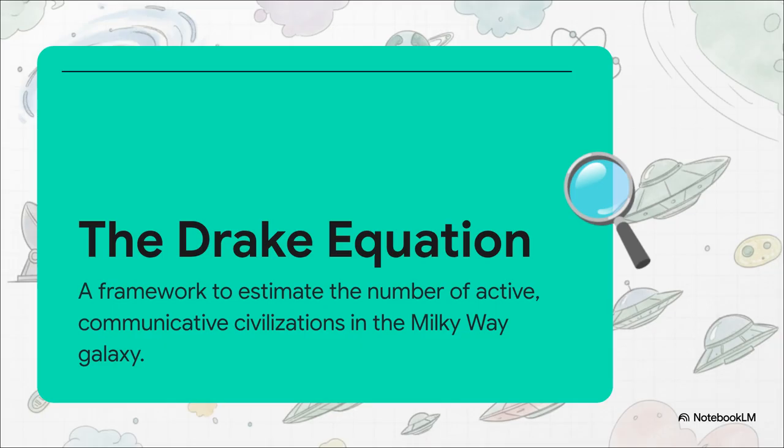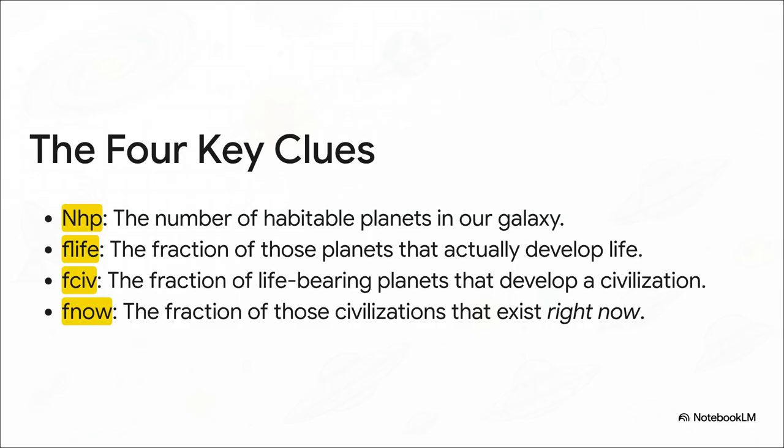And it's the result of multiplying these four key factors together. It's just like what we did with the students. Each piece of the equation is another filter that narrows down the possibilities. So really, the whole thing boils down to understanding these four clues.